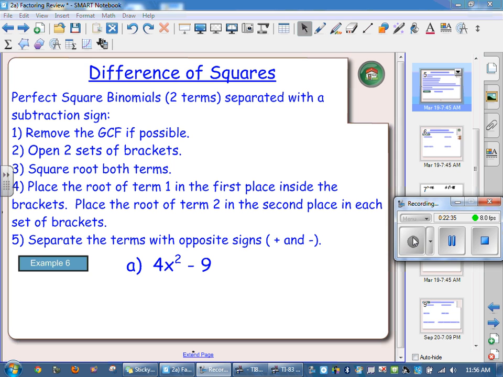Okay, so here are the rules first. We're going to remove a GCF if possible. That is always our first step. You always see if both numbers can divide something out. If they do, remove it first.